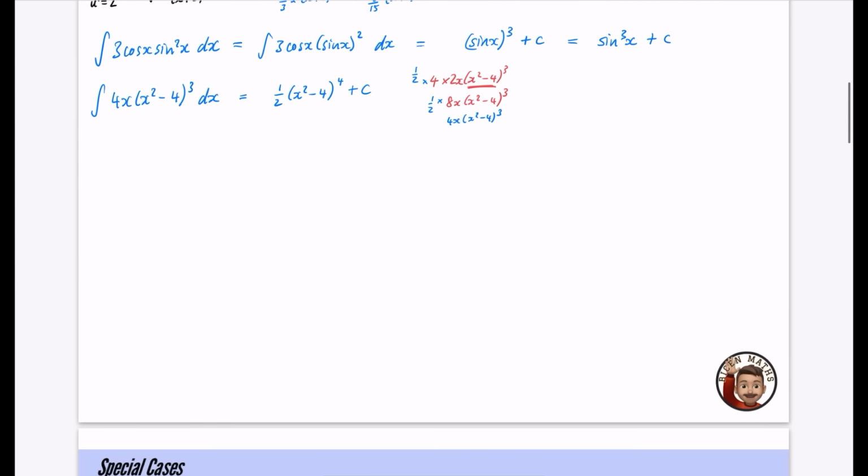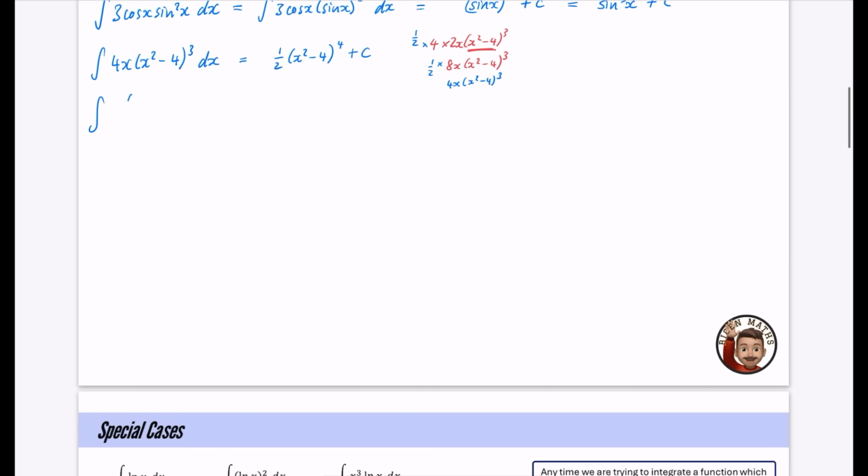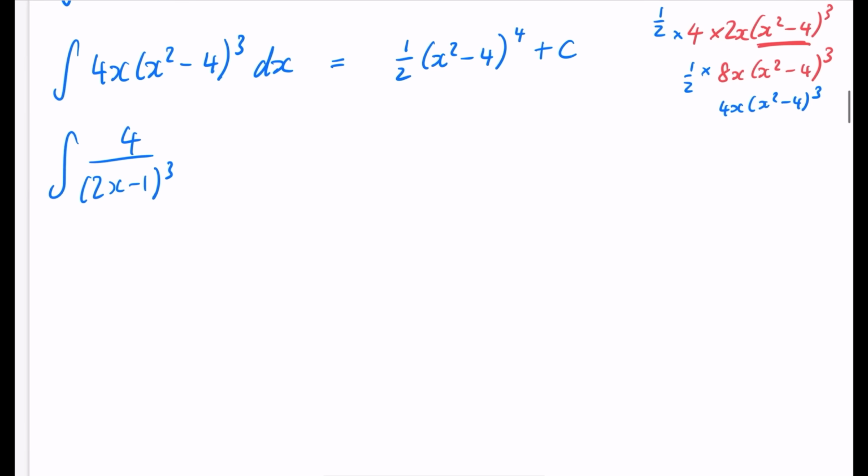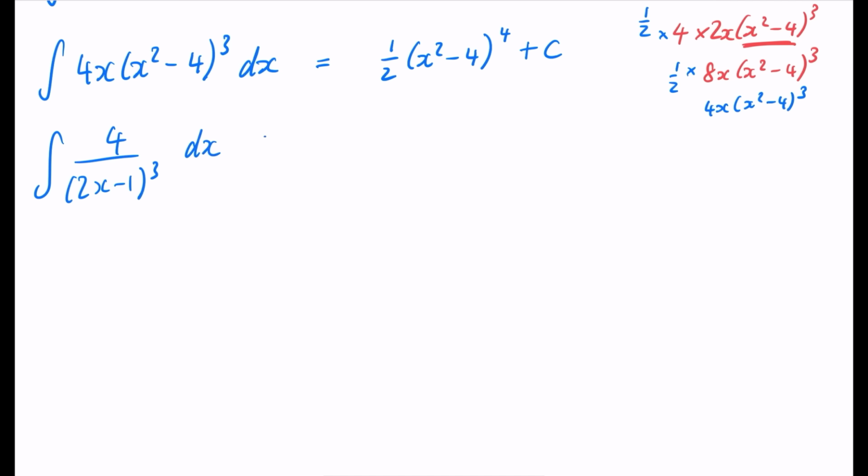Now, sometimes when people see this, 4 over (2x minus 1) cubed, as soon as people see a fraction like this, they go, oh, it's ln, it has to be ln. Well, this one isn't going to be an ln because of the fact that we have a cubed here. If it was by itself and there was no cubed, it was just 2x minus 1, it would be ln. But it's not always going to be ln.